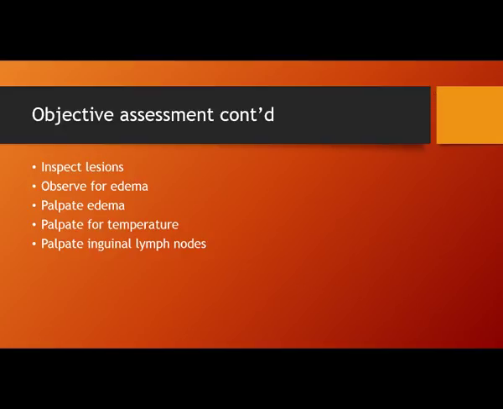Then observe for edema. You can observe for it and also palpate for it. We'll talk a little bit later about how you can also grade the edema. If you find edema, you're going to grade it and say whether it's pitting or not. Palpate for temperature, again using the dorsal aspect of your hands, and palpate for the inguinal lymph nodes. You cover the genital area and palpate just below the groin on the inner aspect of the thighs.